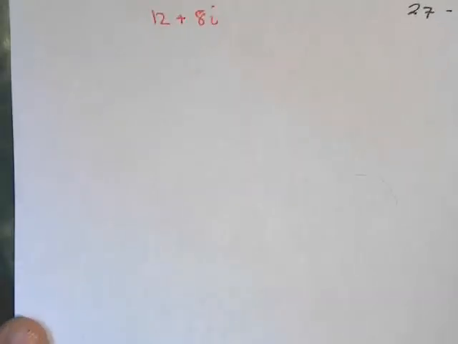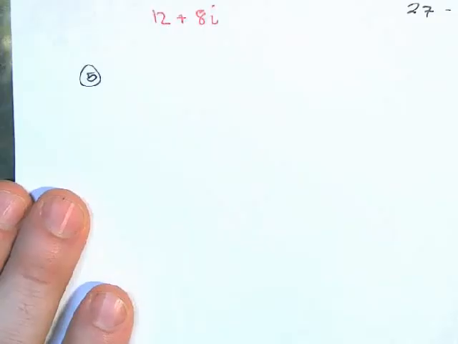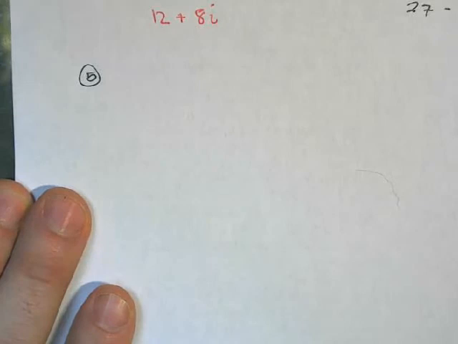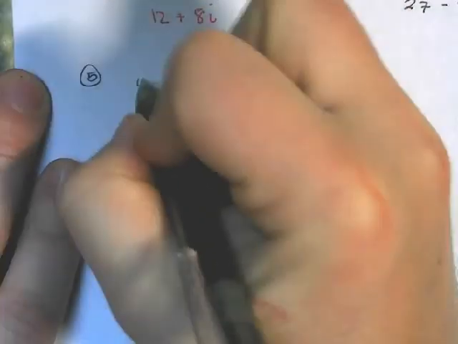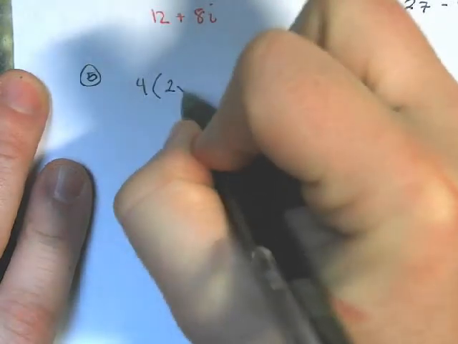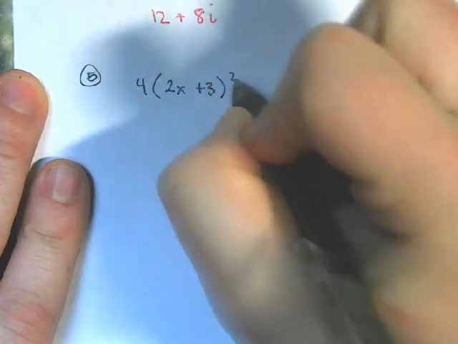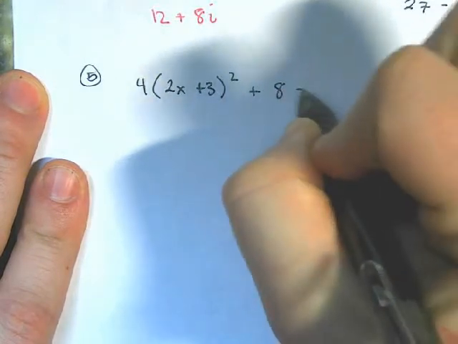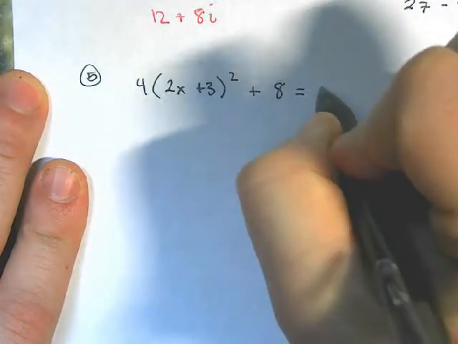Let's do a couple more examples. Number 5. So we're going to reach back into our solving just to practice some more solving. Let's say we're looking at 4 times (2x + 3) squared plus 8 equals 0.